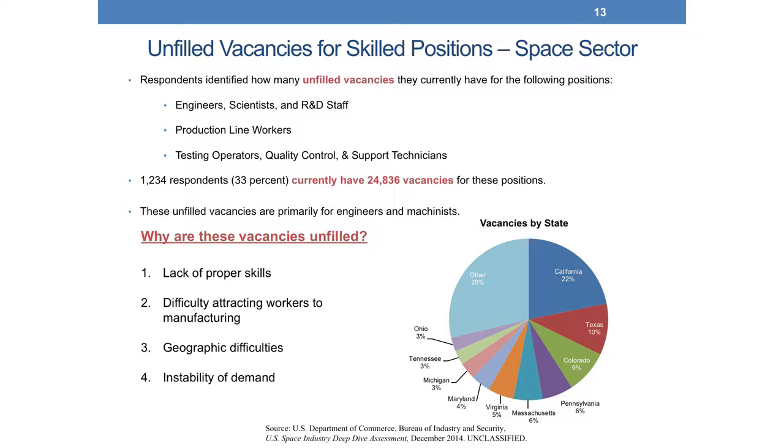Let me take this on a grand scale again, roller coaster here. This is for the 3,700 space companies. We asked them, are you having a hard time, and do you have vacancies? They told us they had almost 25,000 vacancies when we did that survey. Only 33% of the companies told us they had vacancies. Where? Engineering, production line workers, test operators.